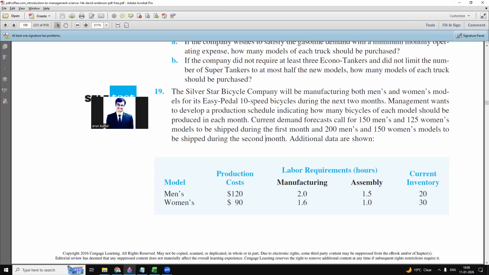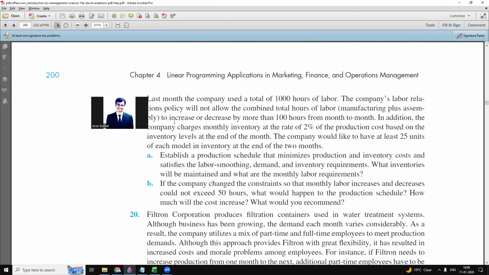So this paragraph and this table provide us the constraints of the question. And we have two parts for this question. First one is to establish a production schedule that minimizes production and inventory costs and satisfies the labor smoothing, demand, and inventory requirements. What inventories will be maintained and what are the monthly labor requirements?